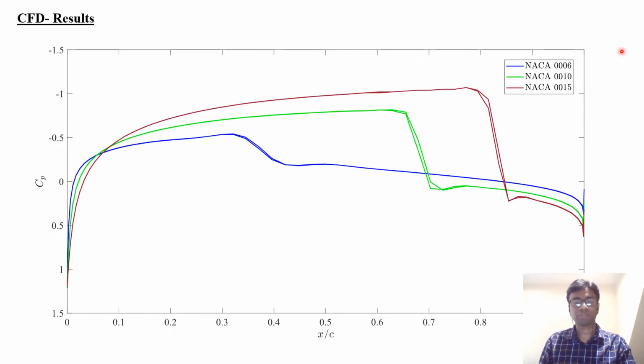And it is a good practice to showcase the CFD results upfront before the ROM construction. So these are the coefficient of pressure of three different airfoils used for the training phase, plotted against X/C coordinates.